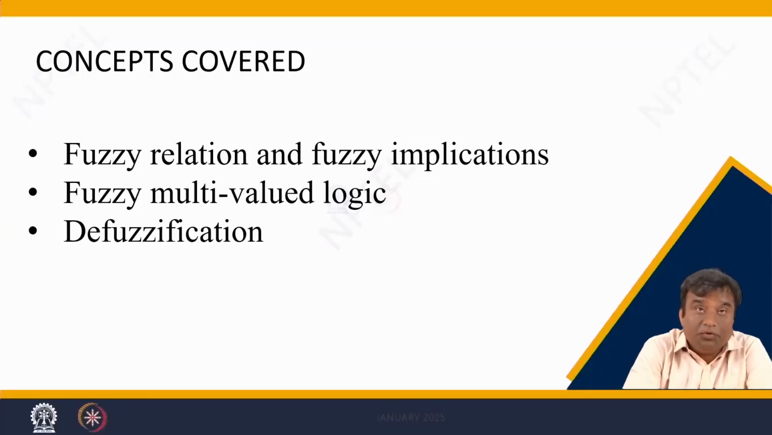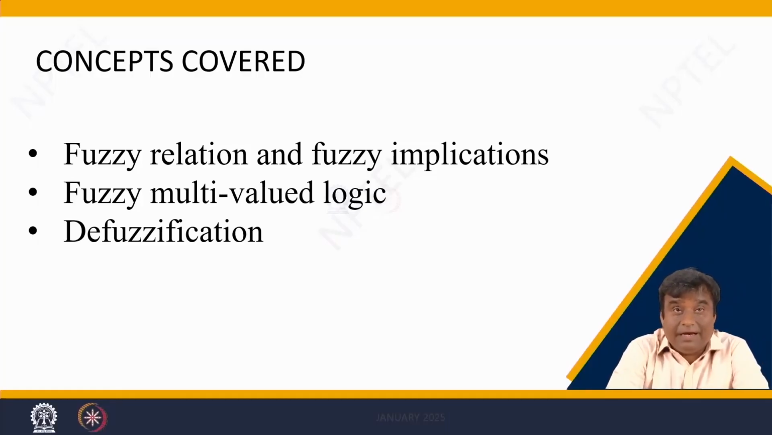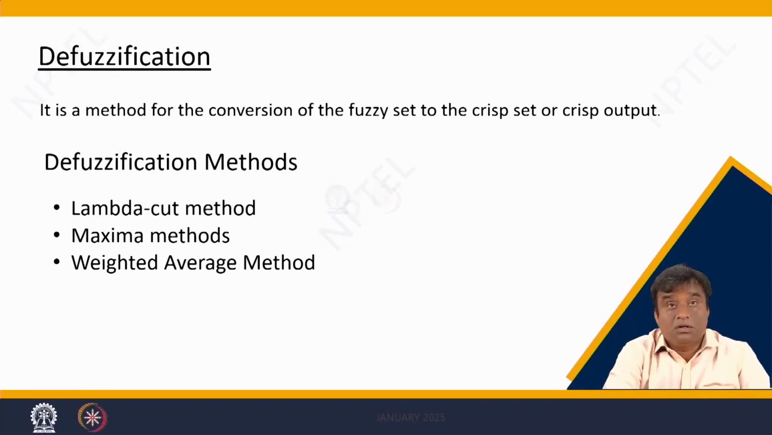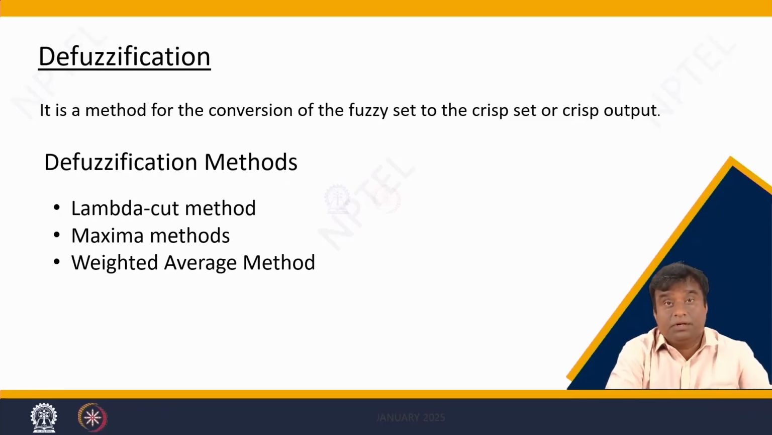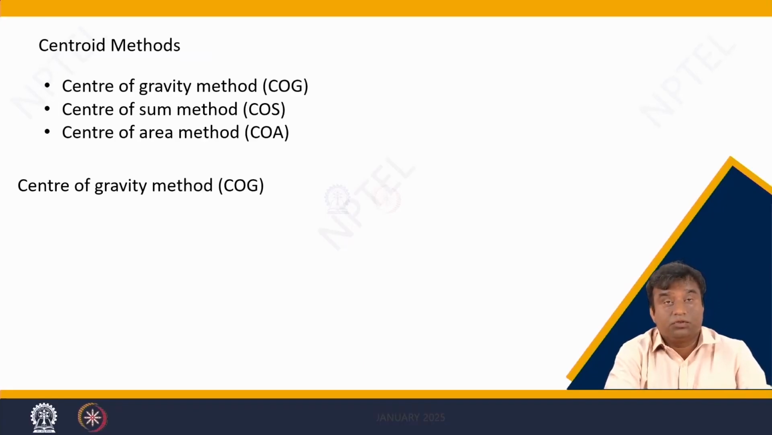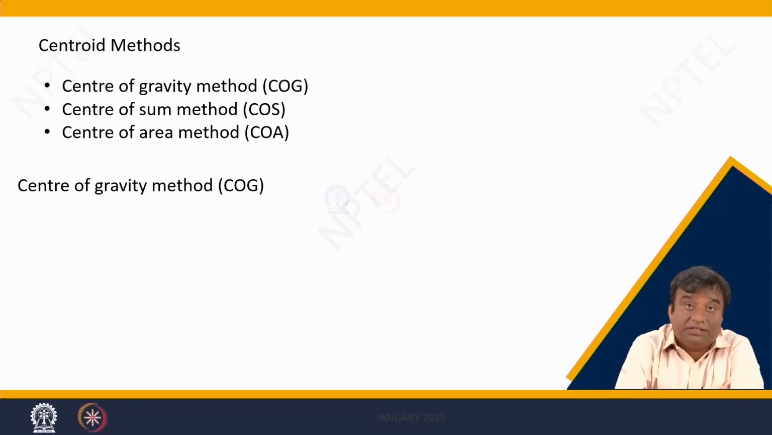So, till now we have covered module 1, and in module 2 we have studied fuzzy relation and fuzzy implications, fuzzy multivariate logic and some of the defuzzification methods. Last class we discussed that defuzzification is a method for the conversion of the fuzzy set to the crisp set or crisp output. We have learned some of the defuzzification methods. These are lambda cut method, maxima methods and weighted average methods. Today we will try to understand the centroid methods.